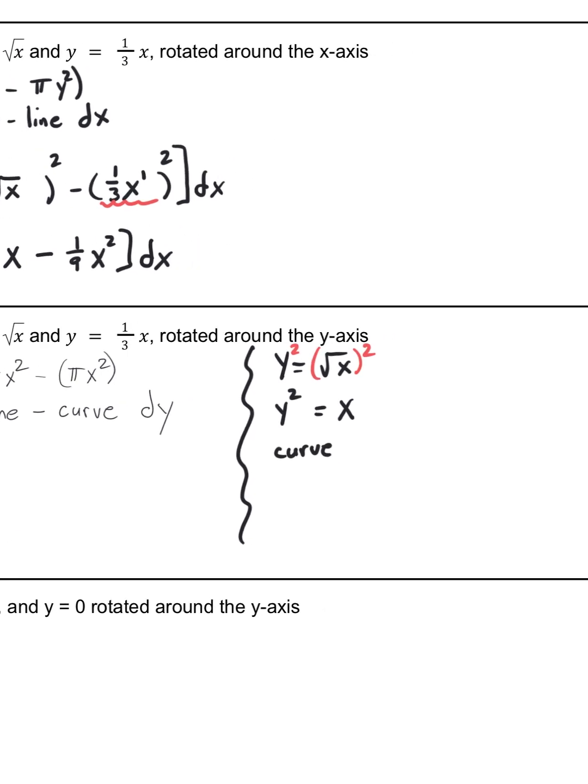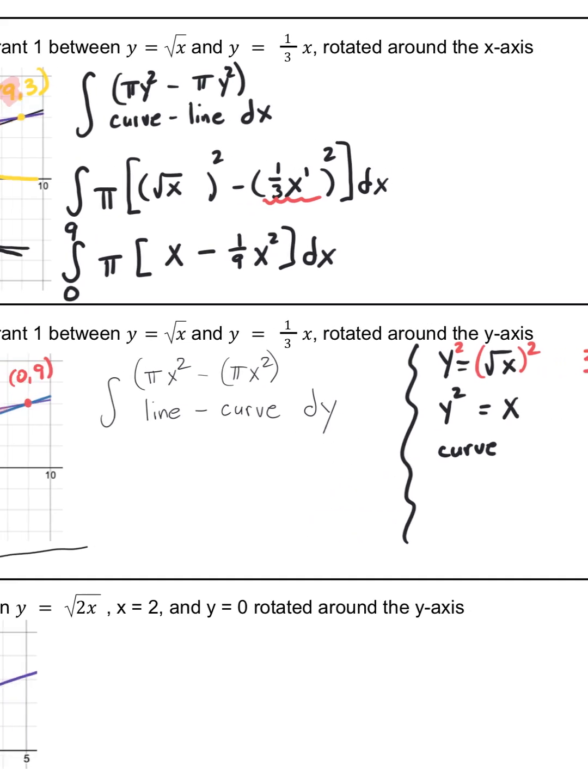Now if we take our line, y is equal to 1/3 x. If I want to solve that for x, the easiest thing I can do is multiply by its reciprocal. Multiply this side by 3/1 and multiply this side by 3. Multiply both sides by 3. So then these cancel. x is equal to 3y, and that is our line.